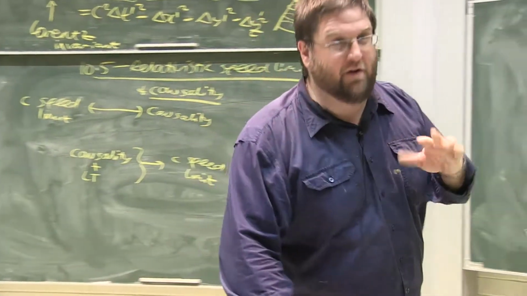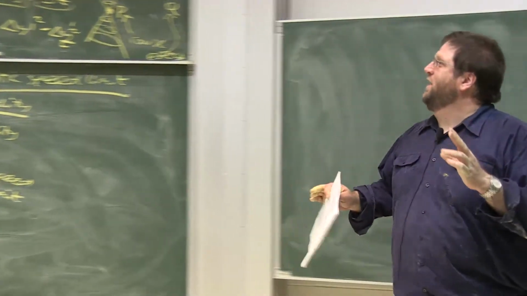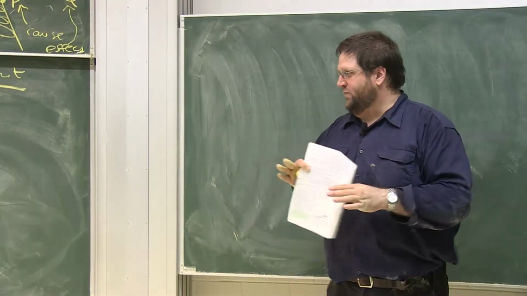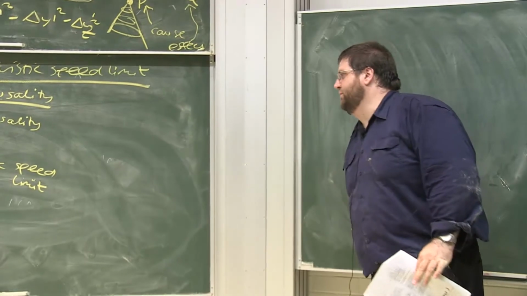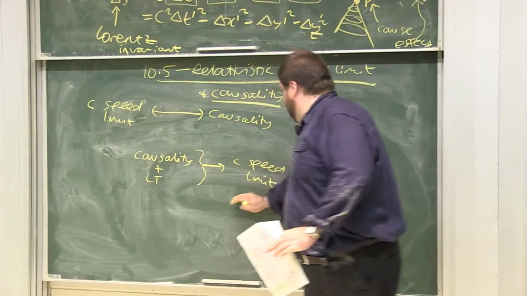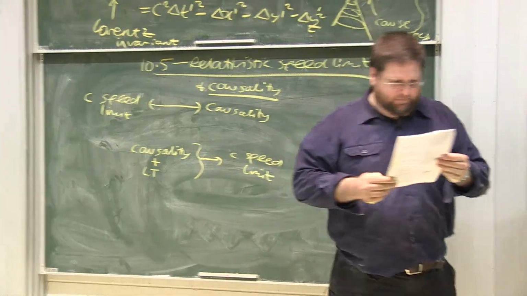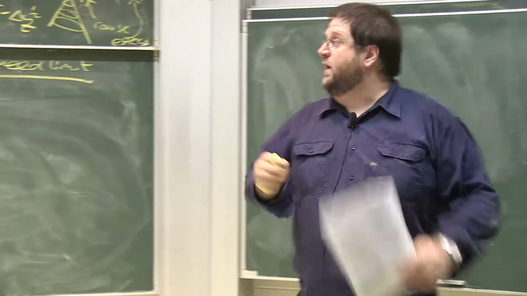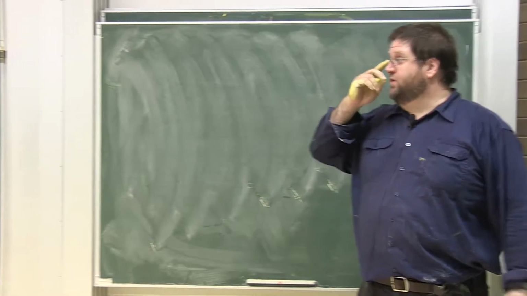And we say, look, I know physics screws with your mind and has all these weird effects, but I don't want causality to be touched. So we're going to show how causality plus the Lorentz transformations implies that c is a speed limit. And this is nice. We're going to do a proof by contradiction.